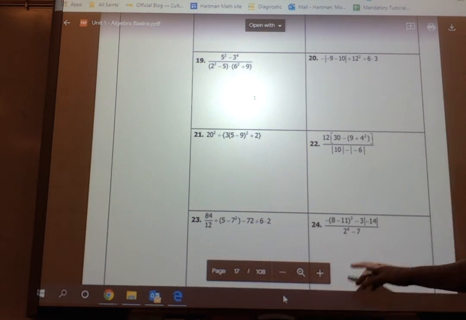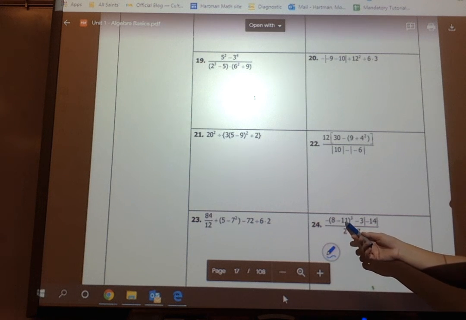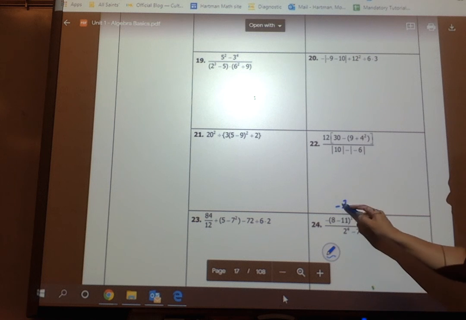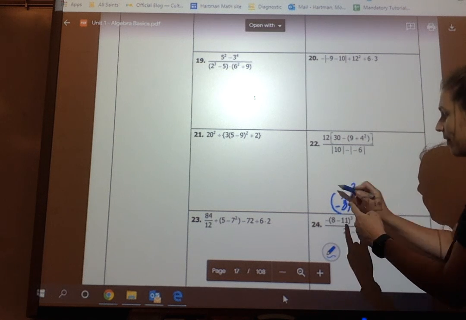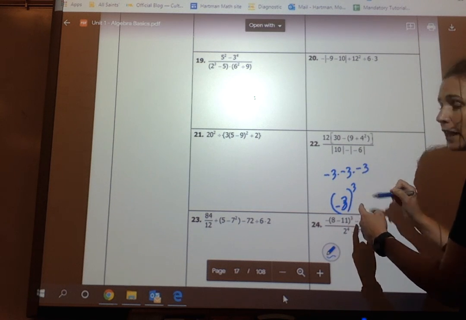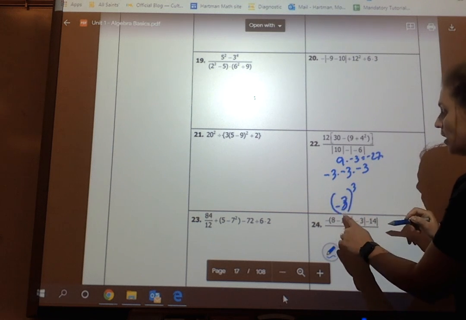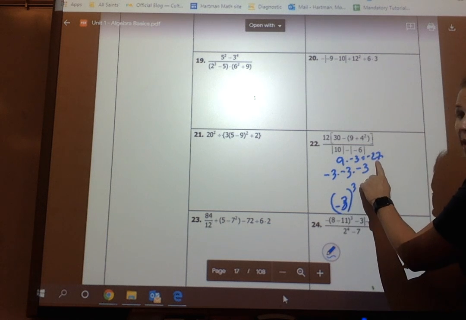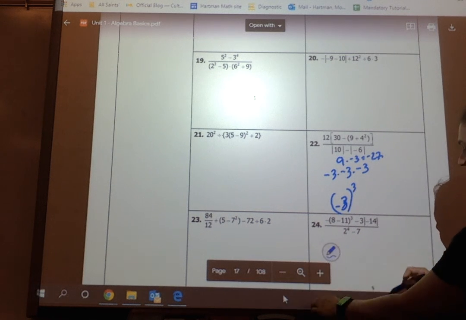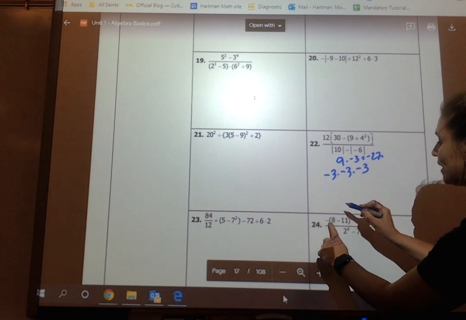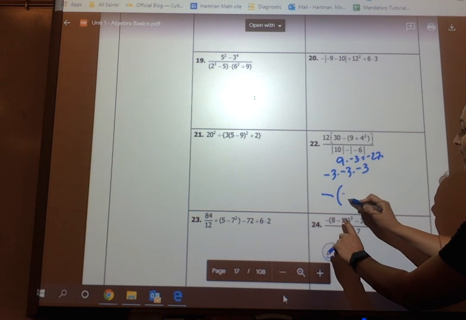All right, last one is 24. So again, we work inside those parentheses. 8 minus 11 is negative 3. And negative 3, okay, so look at this. Negative 3 cubed. That's a negative 3 times a negative 3 times a negative 3, which is 9 times negative 3 is negative 27. So does everybody see how negative 3 cubed, I'm getting negative 27? Okay, so watch. There's still a negative outside here. Let me erase that. There's still a negative outside those parentheses. And here, when I solve this inside the parentheses, I'm getting negative 27.